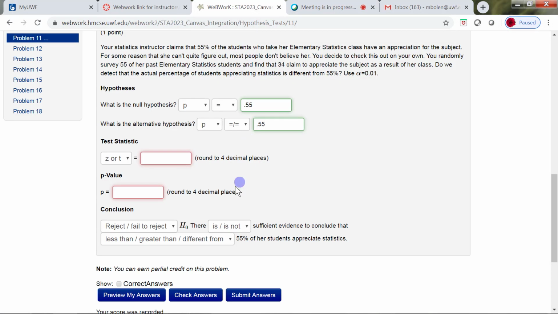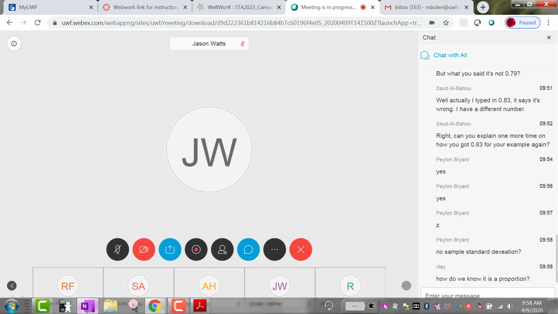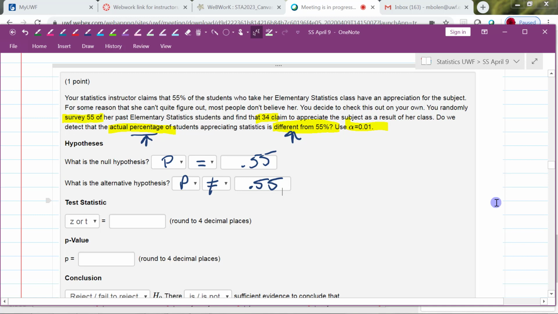Okay, so it is a Z. We'll put that up here. It is a Z. And so how do we know it's proportion? Okay. Because it says in the problem right here, it says your statistic instructor claims that 55%.